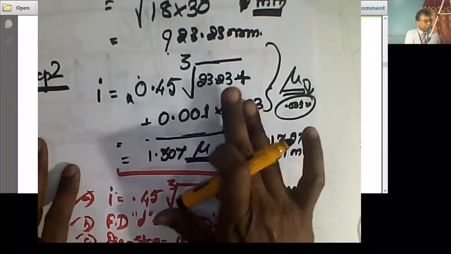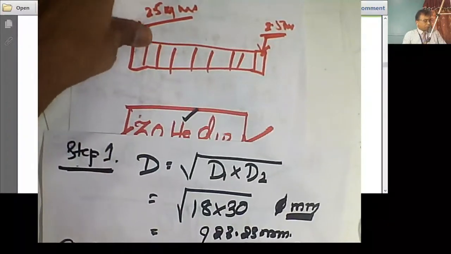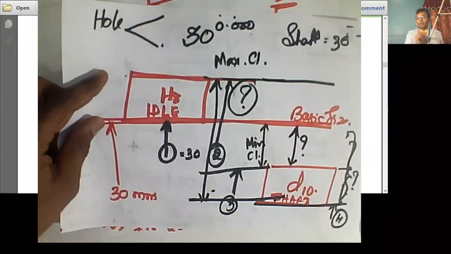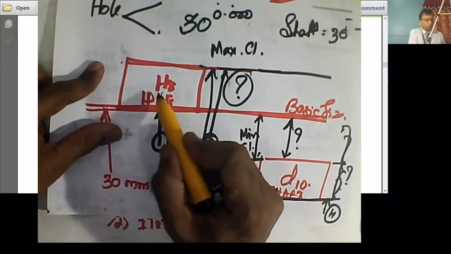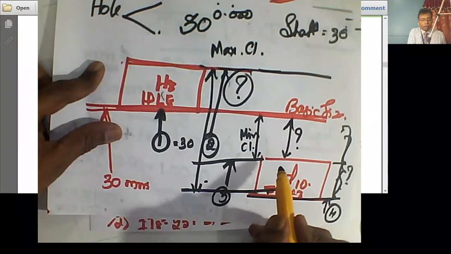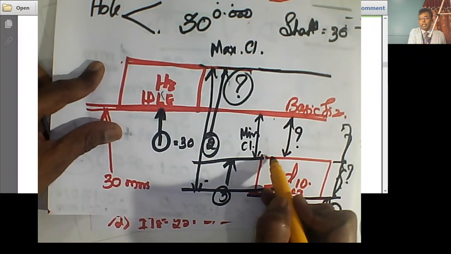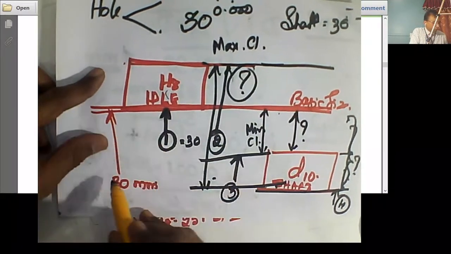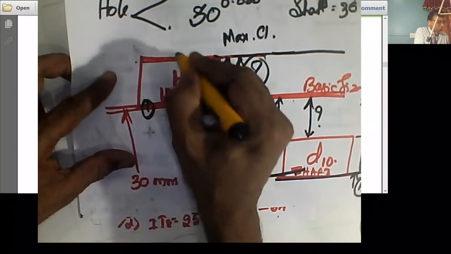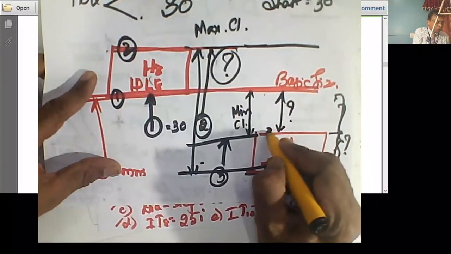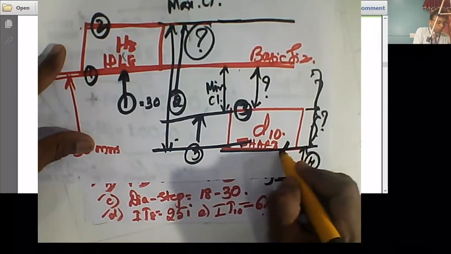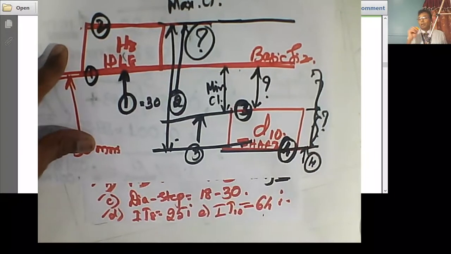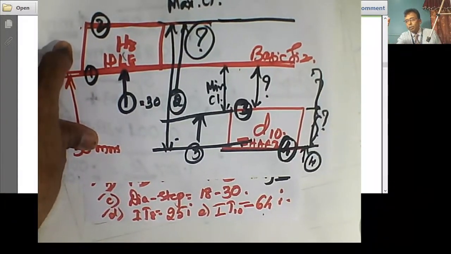A quick recap of what is to be done. First, draw the sketch. The given problem is 30H8D10. Draw the sketch H8D10, and this is the fundamental deviation for D shaft. This is H, for which there is no fundamental deviation. We need to find out, one is minimum size of the hole, second maximum size of the hole, third is maximum size of the shaft, fourth is minimum size of the shaft. These are the four values we have to find out.